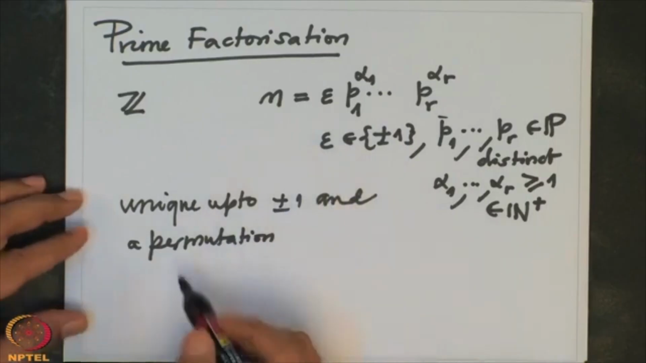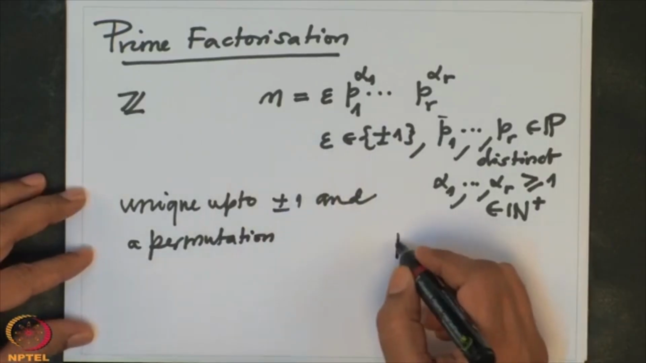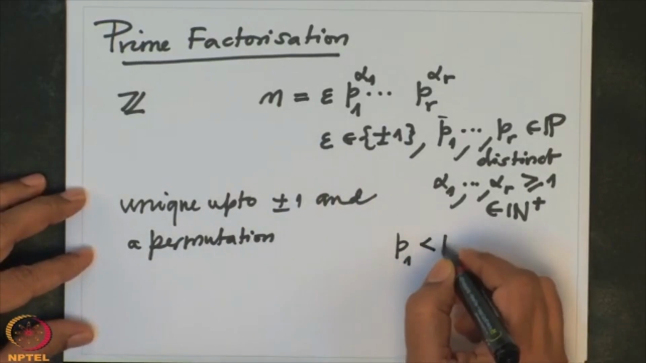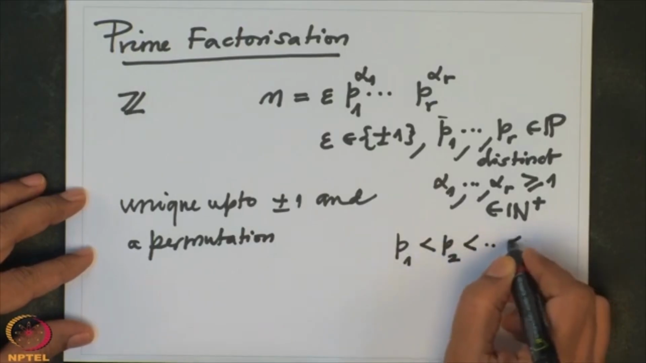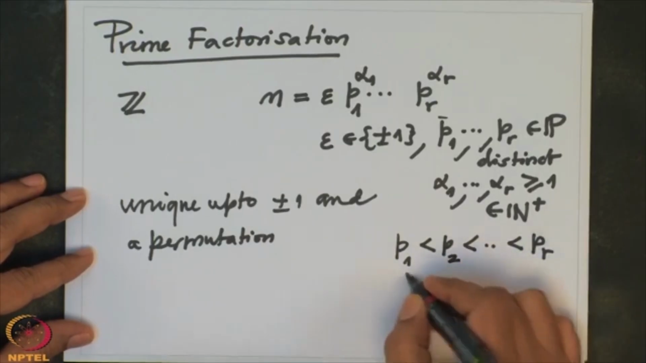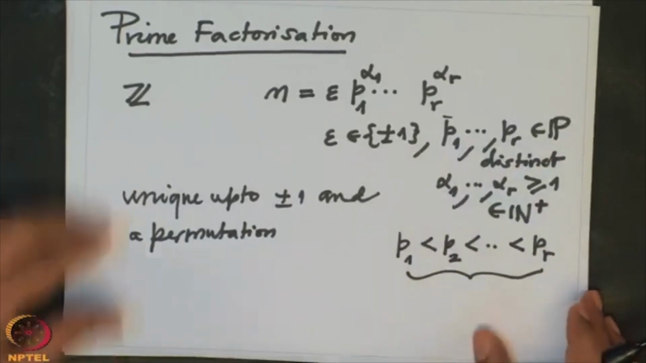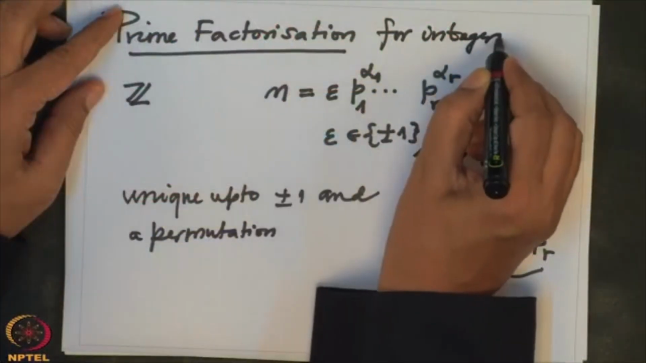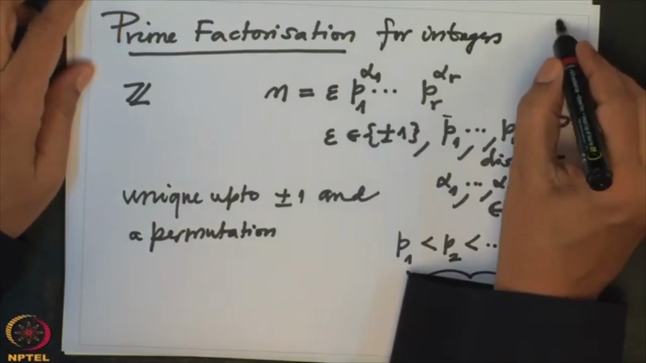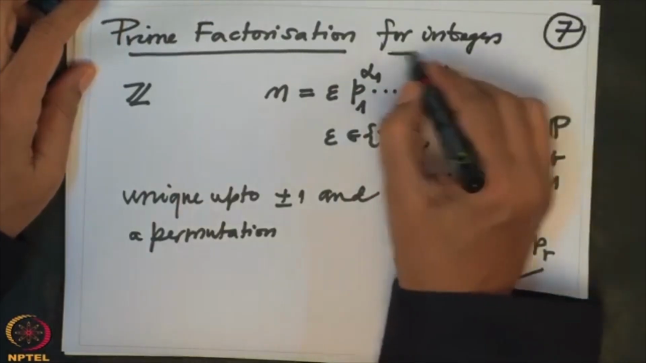And to avoid that, we can also put a condition that P1 less than P2, etc., less than PR, then obviously it will be unique, because then there is no question of permuting. So this is a prime factorization for integers. Similarly, we have a prime factorization for polynomials.